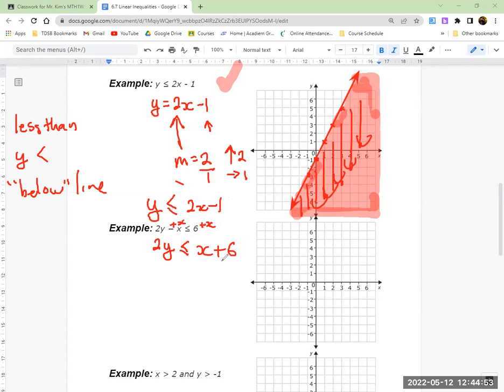Okay. Now, is y all alone? No. I need to divide both sides by 2. And guess what? y is less than or equal to half x plus 3.